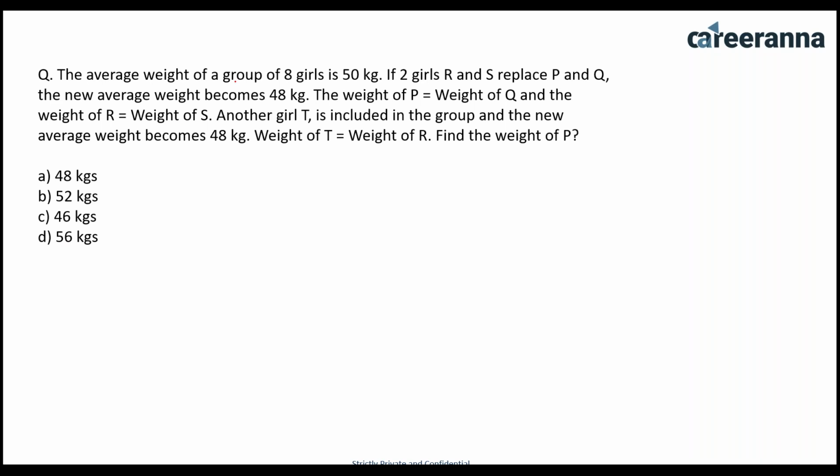The average weight of a group of 8 girls is 50 kg. If 2 girls R and S replace P and Q, the new average weight becomes 48 kg. The weight of P equals the weight of Q, and R equals S. Yes, Simran, you are right. Try to solve this question.